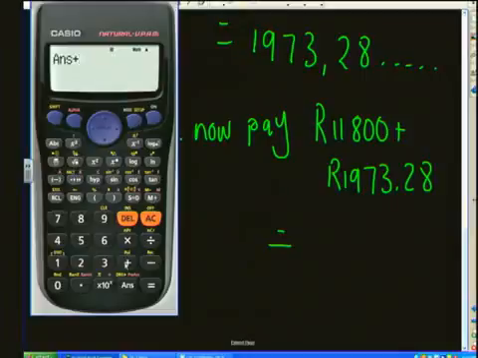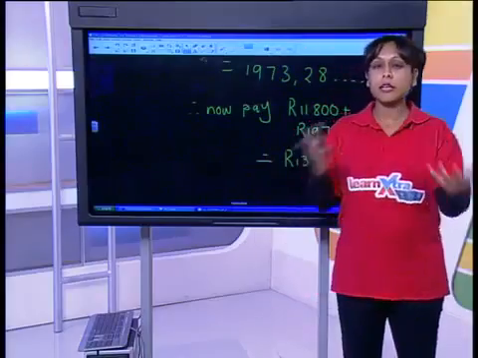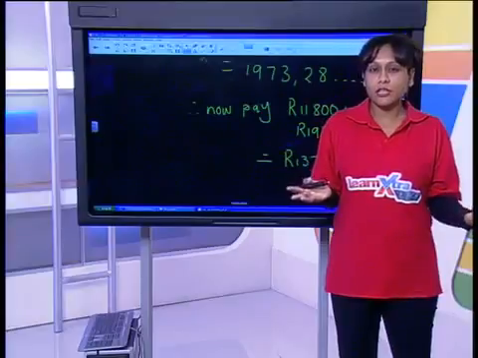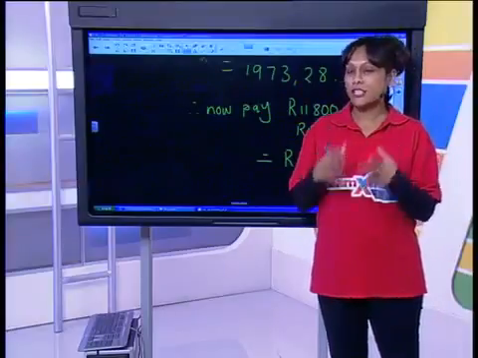So we're going to add to that 11,800 Rand. And we get 13,773 Rand and 29 cents. So it's 13,773 and 29 cents. Okay, so you're paying close to 2,000 Rand just within a year, because of how these exchange rates have fluctuated, you're going to pay close to 2,000 Rand more just in a year.